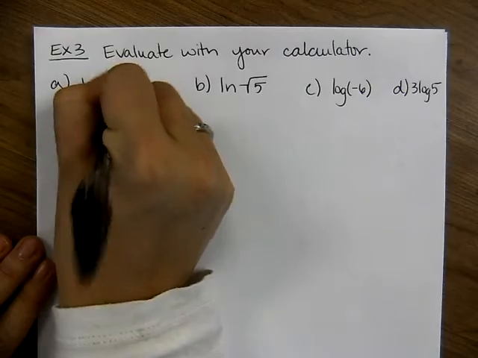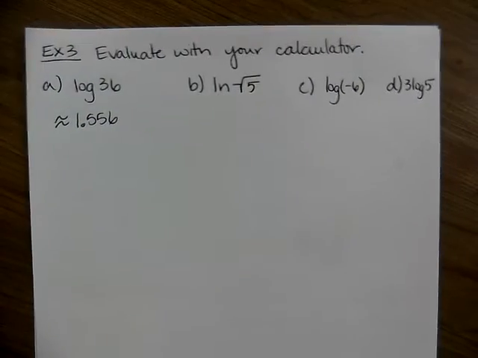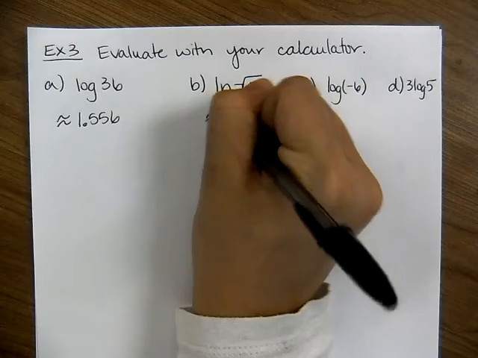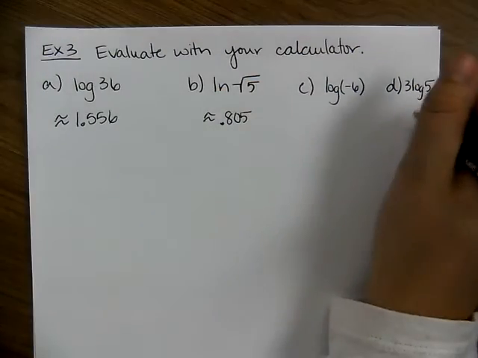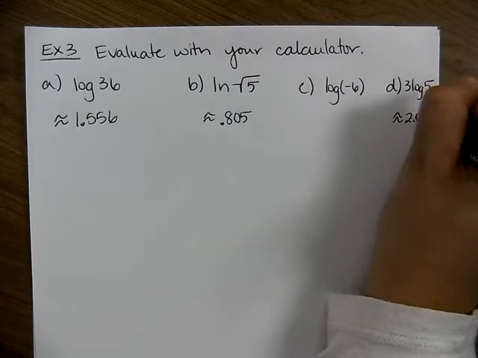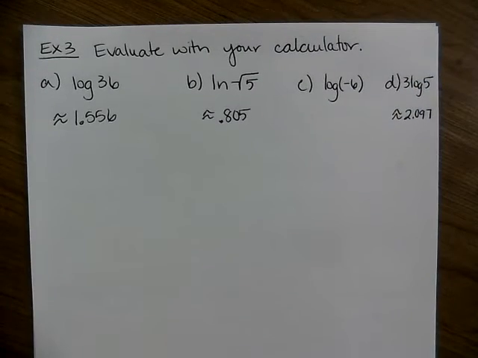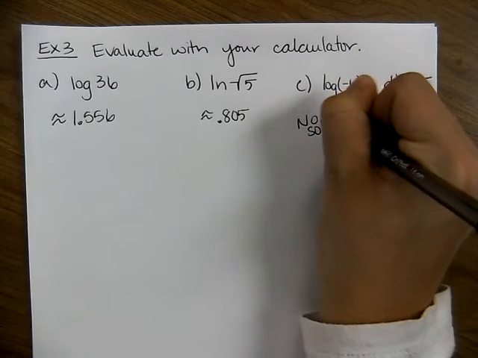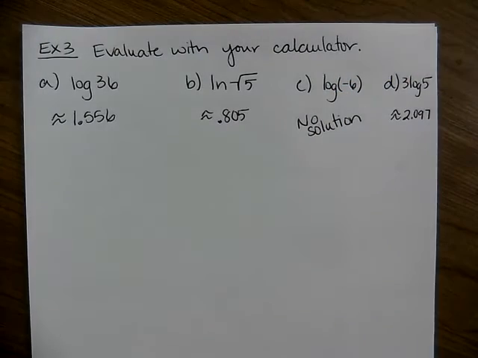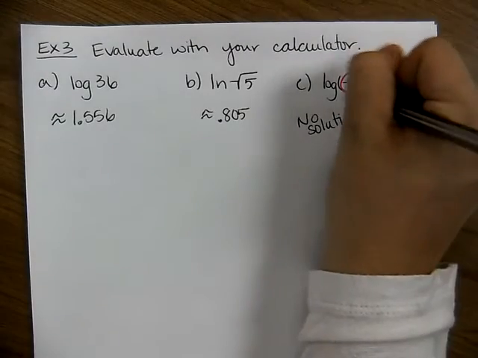Did you get 1.556 for this first one? Okay, did you get 0.805 for the second? We're going to come back to the third. Did you get 2.097 for D? Okay, now let's talk about C. What'd you get? It's non-real, it's an error, right? It's a no solution. Okay, why? Anybody remember why? Anyone want to guess why? Yeah, I think the inverse is negative. So this negative is the issue, okay?